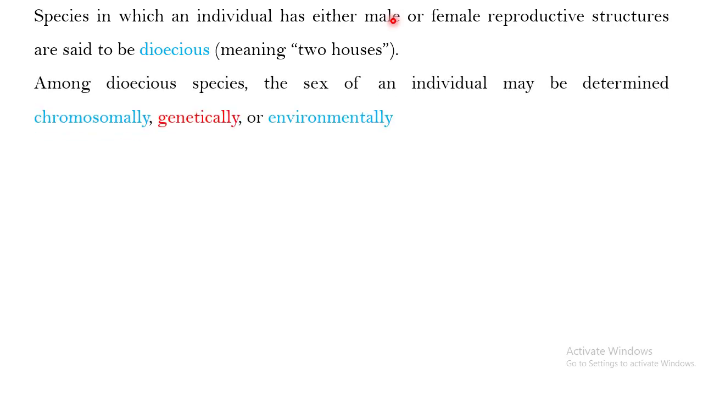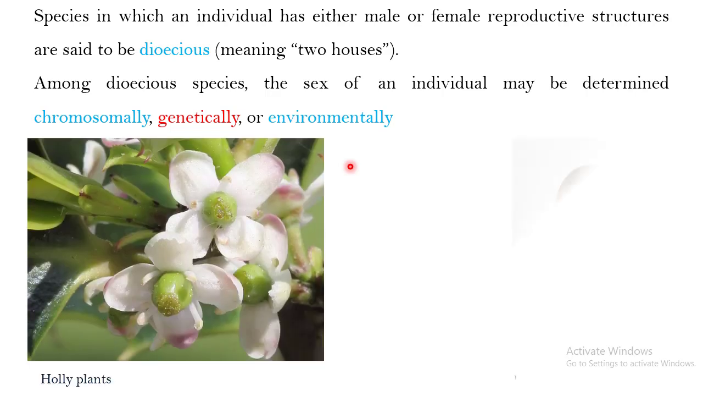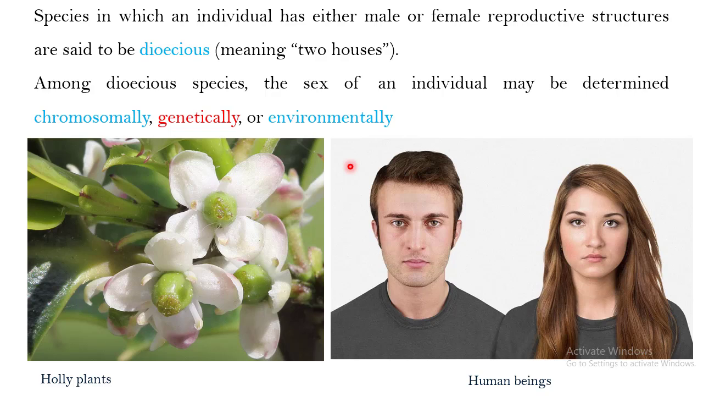And among the dioecious species, I told you that the sex of an individual may be determined chromosomally, genetically, or environmentally. And I gave you the holly plant and the human being as examples from the dioecious family. Then we started our discussion on chromosomal sex determination, and I told you there are different kinds of systems for sex determination using the chromosomes.